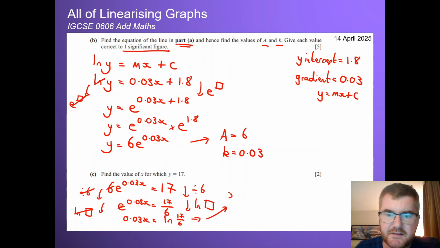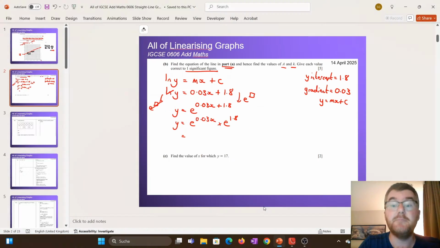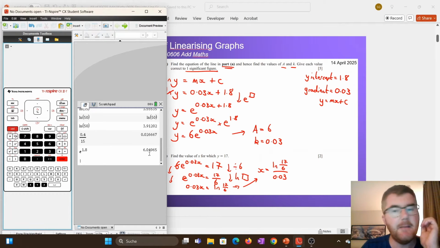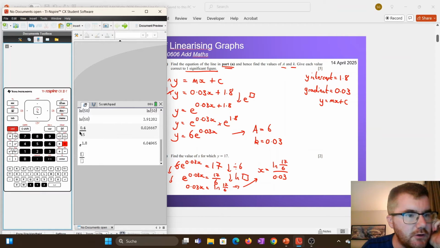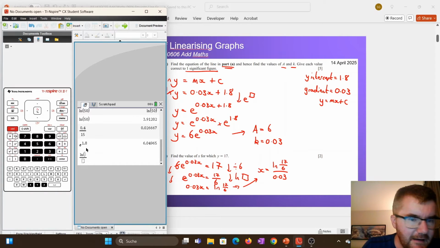So to work out x, again, haven't reached my calculator until this point, is the natural log of 17 over 6 divided by 0.03. And this is where we just have to be careful with our calculator and make sure we don't do anything silly. So we want a fraction, we want the natural log. That's where you need to know your calculator, and also quickly, because you don't really have much time in the exam.